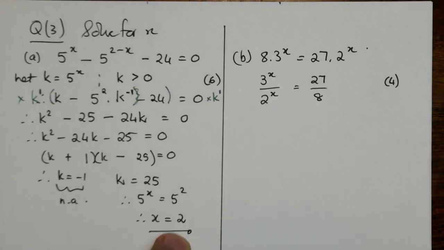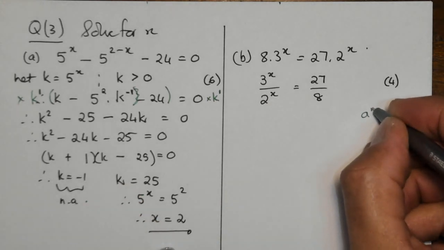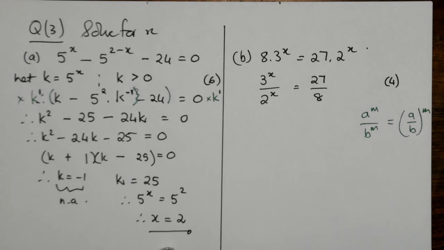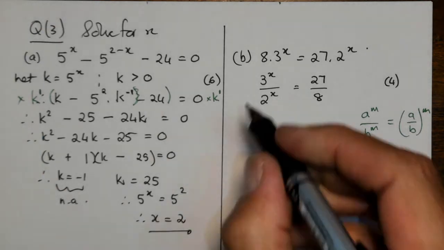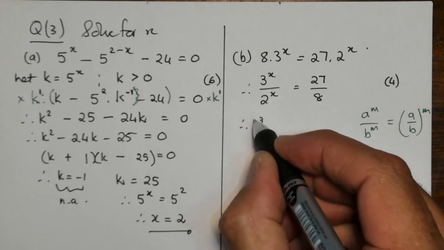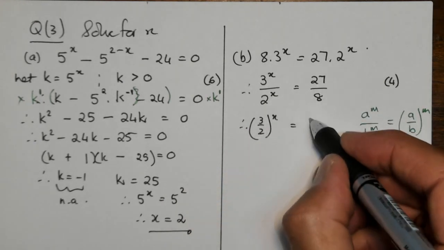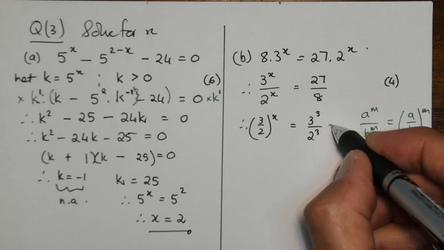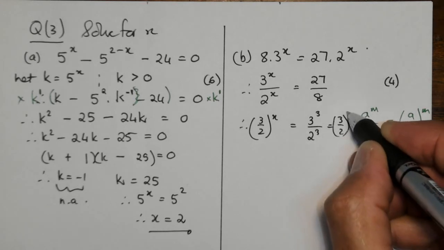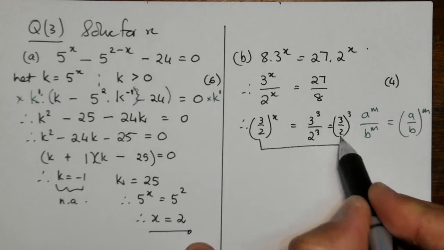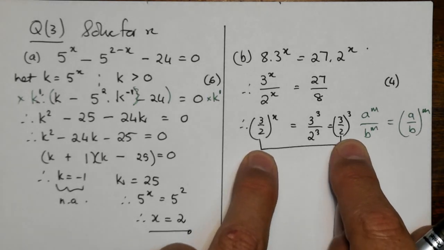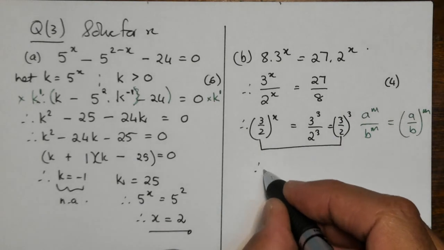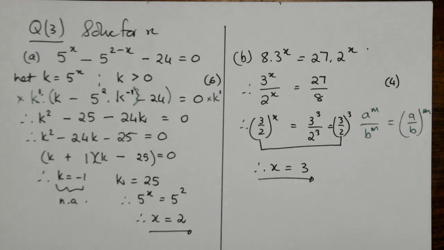Now you can see here, your exponential law says a to the m over b to the m is the same as a over b all to the m. Okay, so I'm going to write the left hand side as 3 over 2 all to the power of x. Then this is 3 to the power 3 over 2 to the power 3, which by the same exponential law you can write as 3 over 2 all to the power of 3. Now you can see, if you compare those two, the bases are the same. So we ignore the bases. Remember, we're not cancelling them. You can't. You ignore them and you continue with the powers. So that would tell us that x has to equal 3.